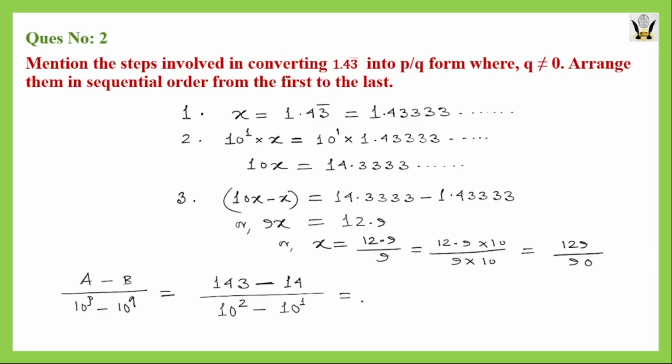So finally it will be 143 minus 14. So it will be 129, and divided by, in the denominator we will have 100 minus 10. So it will be 90, which is in this format p divided by q.